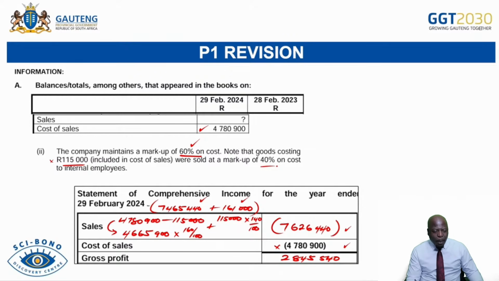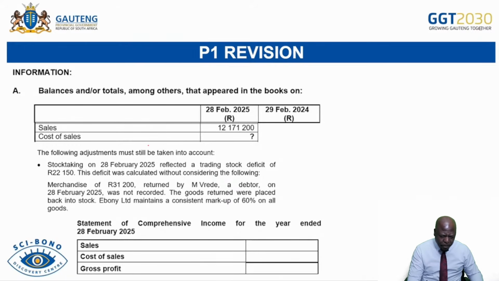And these two options, number one was where you're given trade discount. Here we have goods that are sold below a particular markup. So we had two different types of goods. We had one that was sold at 60% on cost, and we have others that were sold at 40% on cost. Let's do the last one, and then we see.